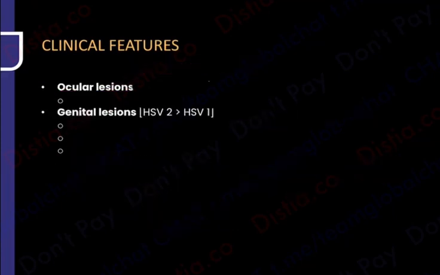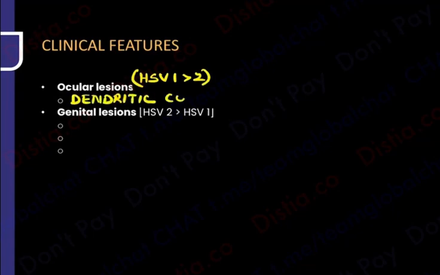Ocular. Ocular lesions are going to be more with which one? Common sense, ma'am. This is also much above the waist. So HSV1 is going to be more responsible than 2 for the ocular regions. And what are you talking about? You are talking about dendritic corneal ulcers. We are talking about dendritic corneal ulcers.